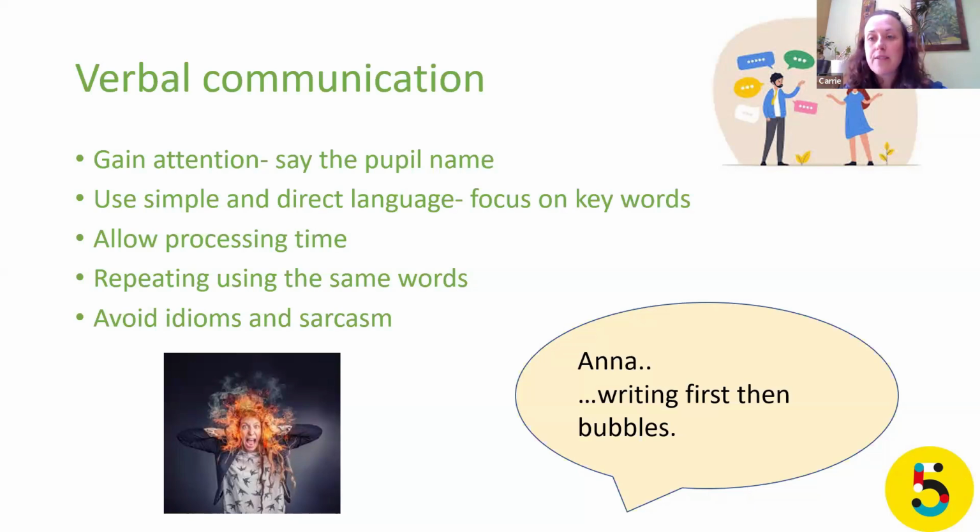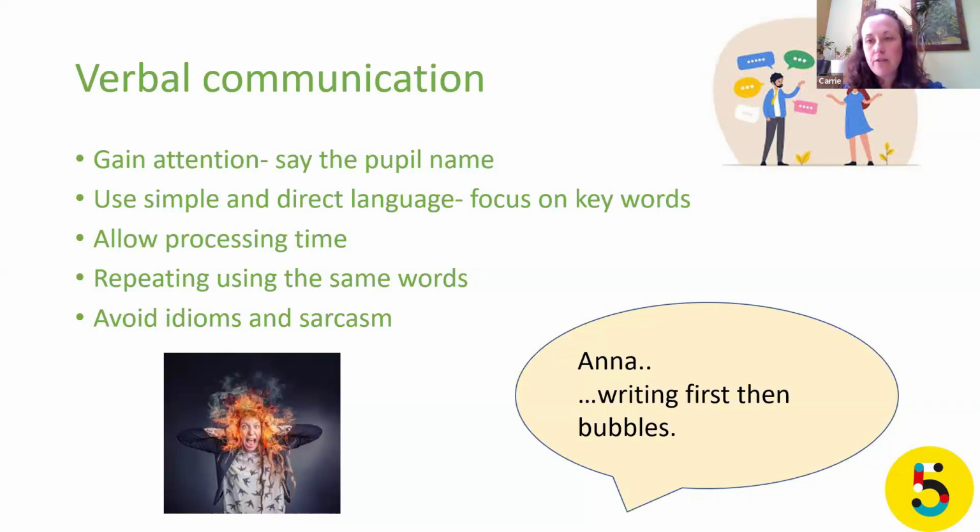Alongside that, and about supporting with the processing and keeping things simple, if you feel you need to repeat that instruction, so if after you've waited that 15 seconds and nothing's happening, it's important to repeat that instruction using the same words that you used before. If you start to come in and try and introduce lots of more words, then again, that brain's going to go into meltdown because you're now adding in extra information.